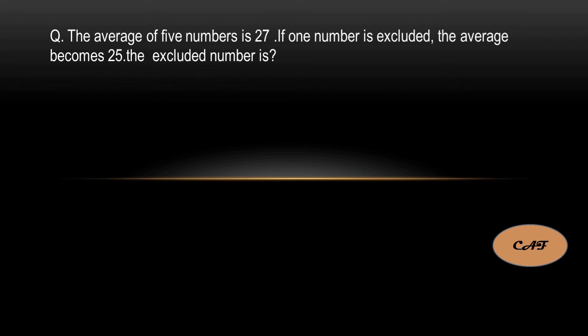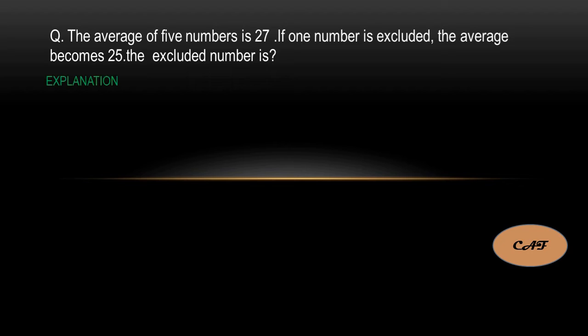Next question. The average of 5 numbers is 27. If one number is excluded, the average becomes 25. The excluded number is how much? So, here they gave the average for 5 numbers. After that, they removed one number. Again, for the remaining 4 numbers, they gave an average of 25. And they are asking what is the removed number.